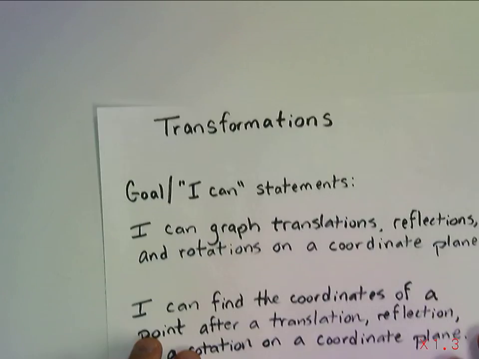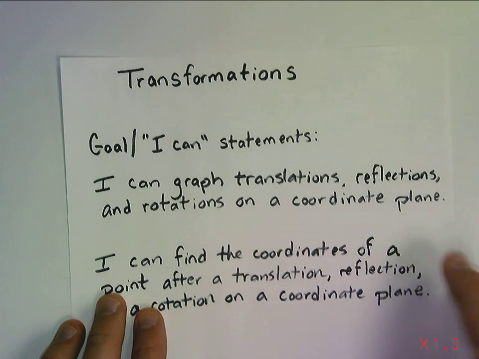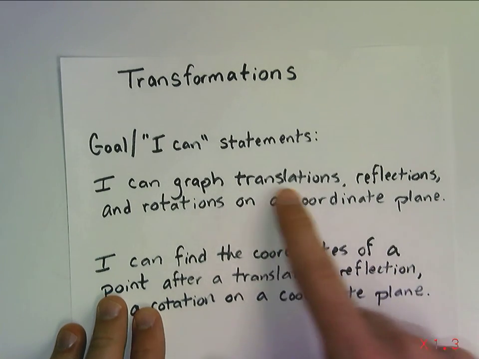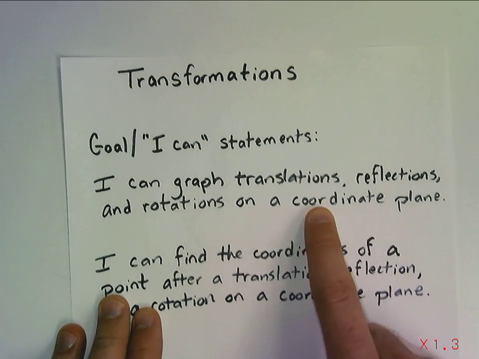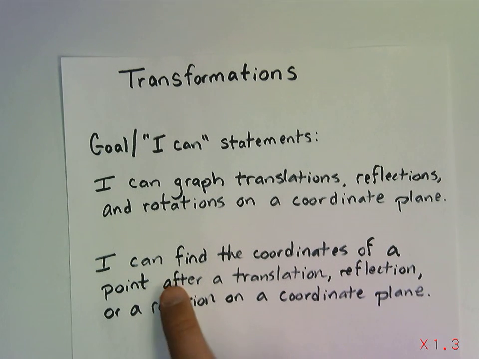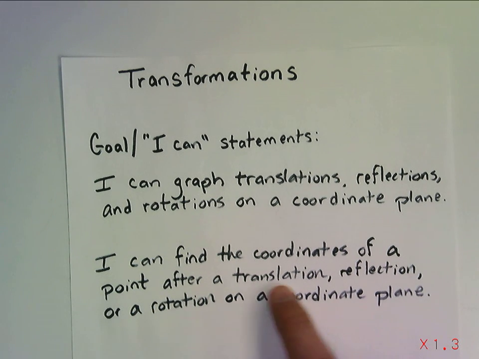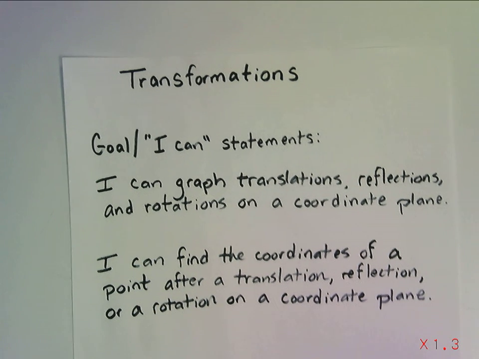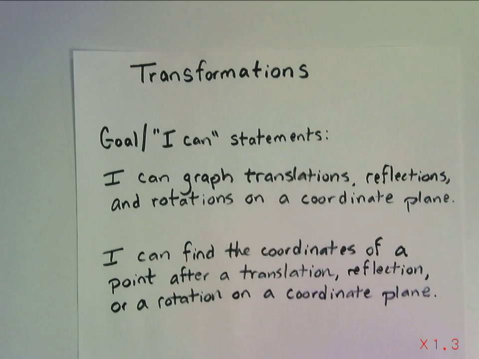And just a quick review of our lesson and goals today. So we did look at transformations. Our two goals we were looking at is I can graph translations, reflections, and rotations on a coordinate plane, and I can find the coordinates of a point after a translation, reflection, or a rotation on a coordinate plane. Again, if you have any questions, please refer back to any of the examples in this video, or as always, you can ask me for help.